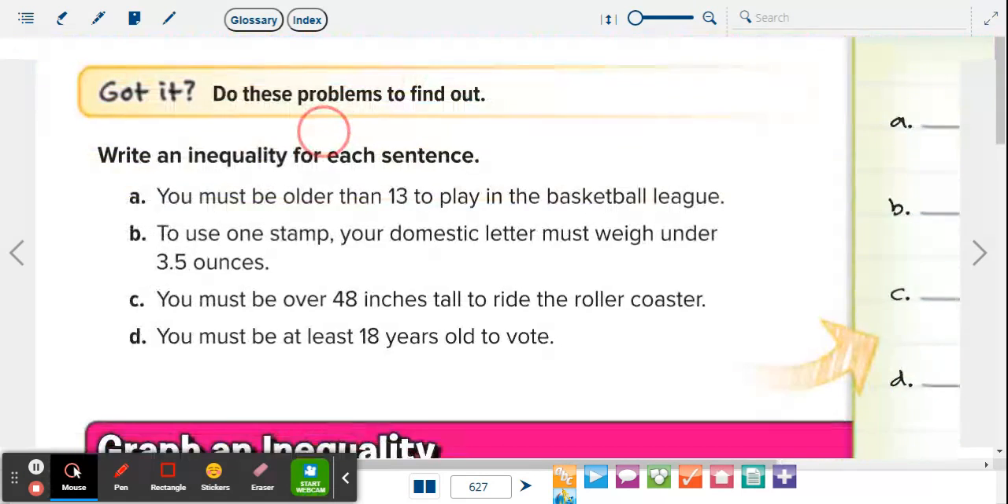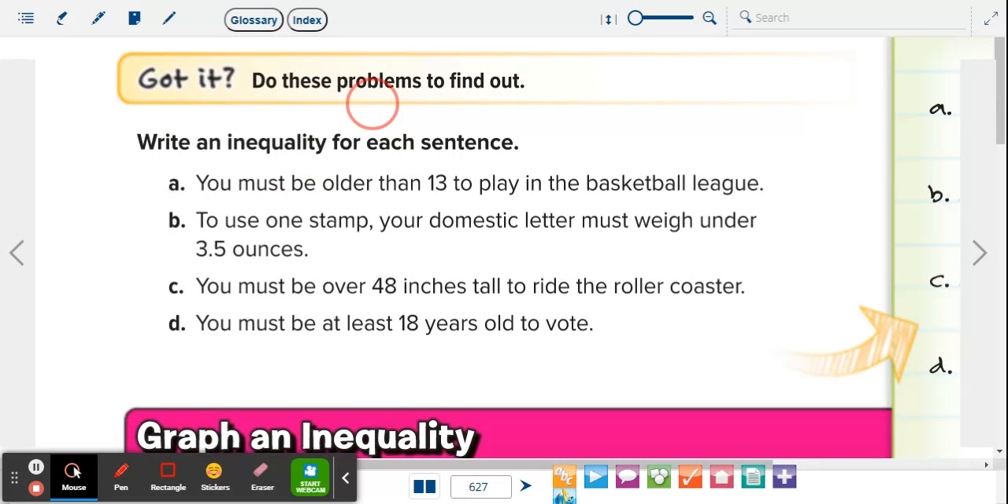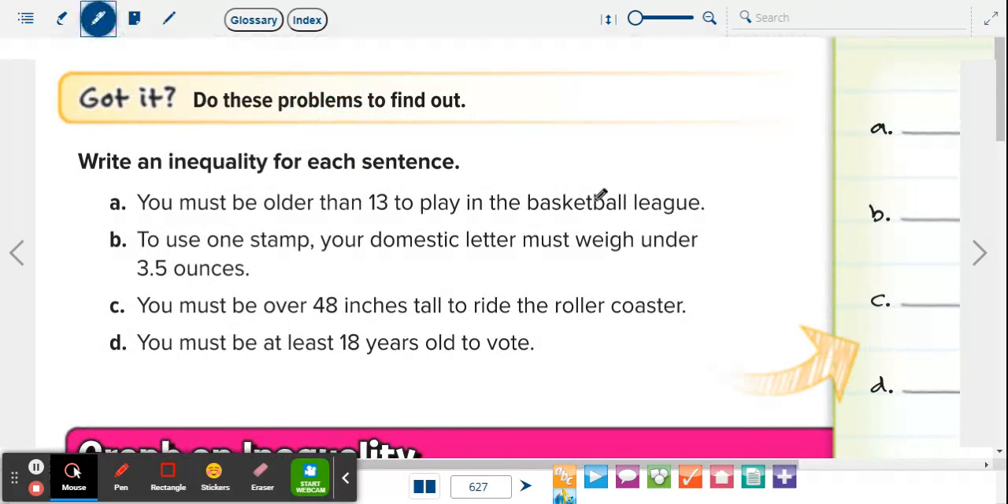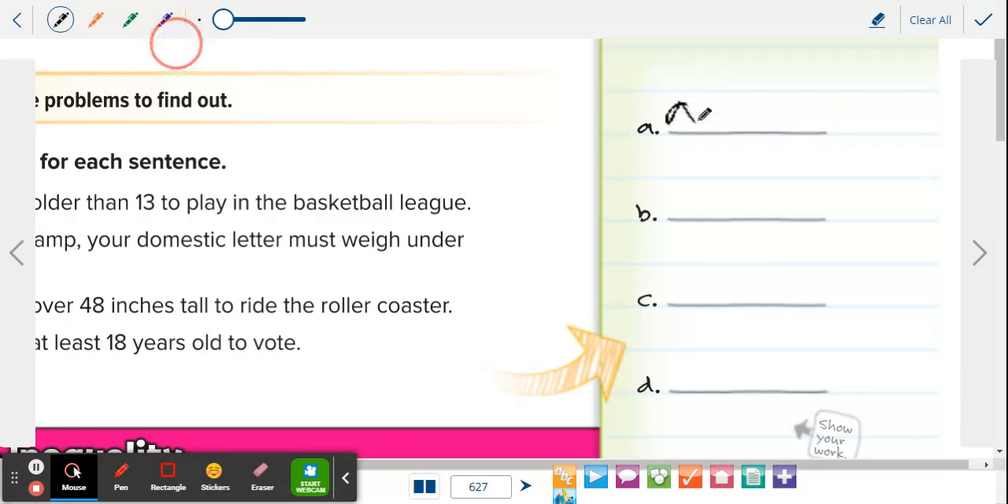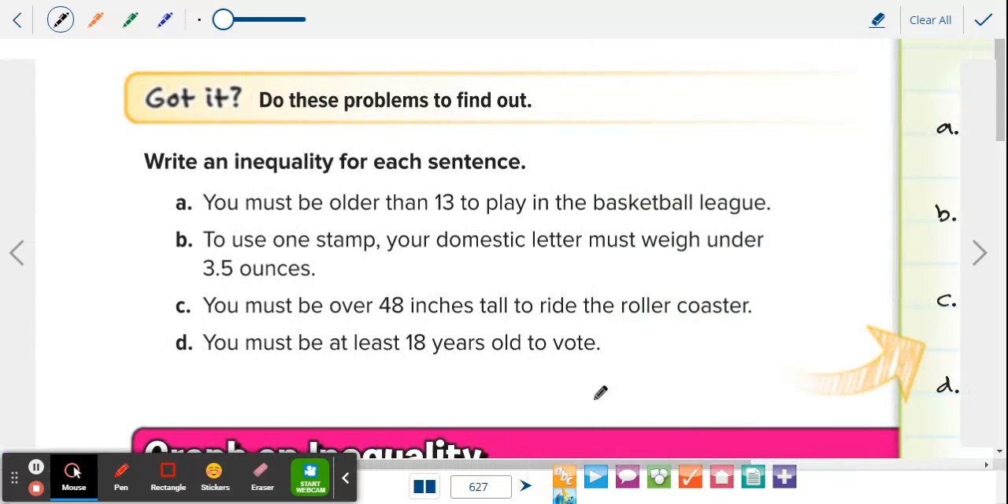So you must be older than 13 to play in the basketball league. Okay, so we're talking about age again, so I'm just going to use A. It doesn't matter what you use. Okay, and then 13 was our number. So if it's must be older than, how would we write this? A is what? Destiny? Greater than 13. So it's every number above 13. It can't be 13 because they say you have to be older than that. So A is greater than 13.